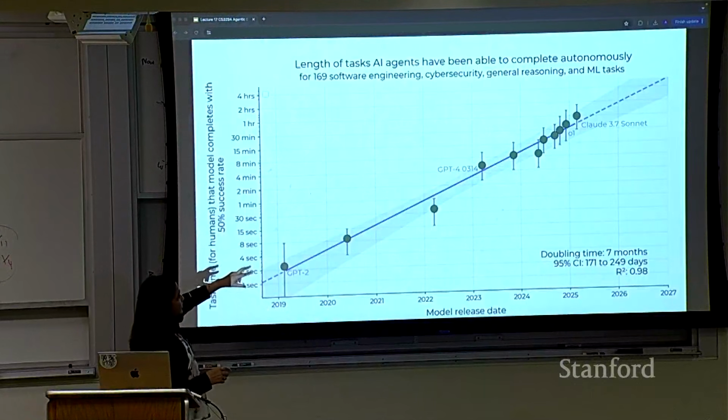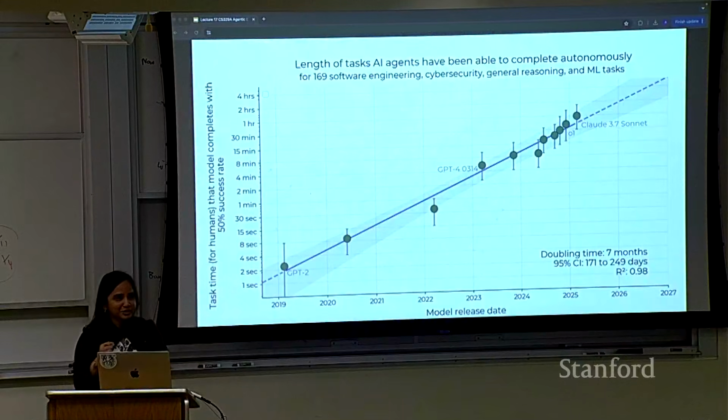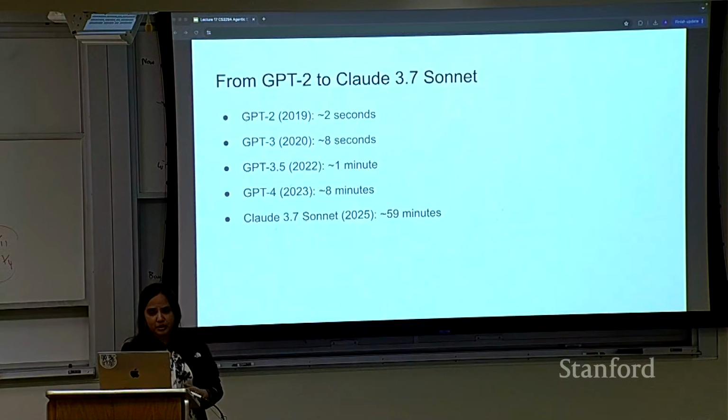But the other thing to note here is that even though these tasks are being completed, the reliability is not high. They're only being completed 50% of the time. So that's like saying that you gave your task to an intern, but it only completes it 50% of the time. So it might come back with an answer, or it might not. So there's always some amount of uncertainty.